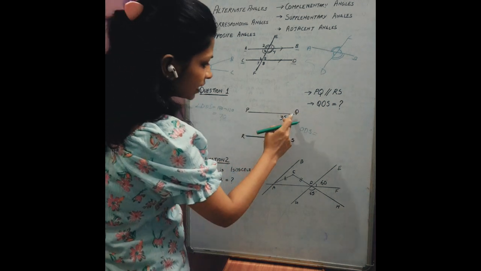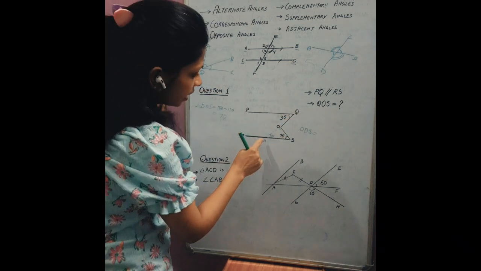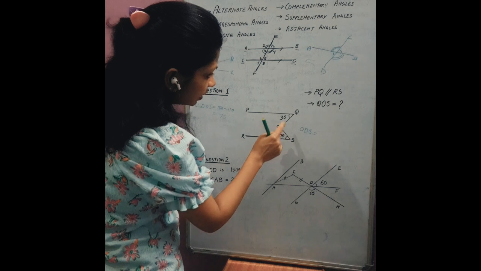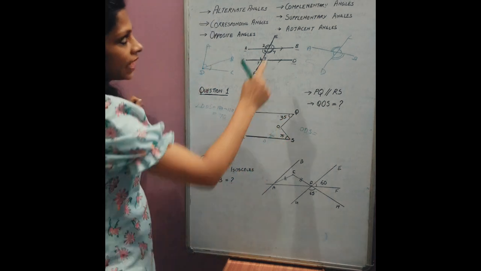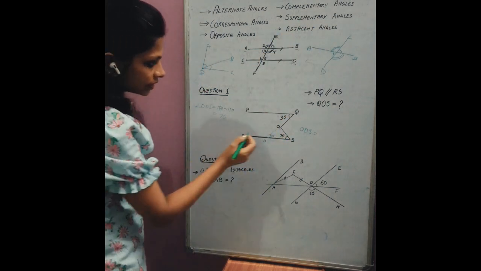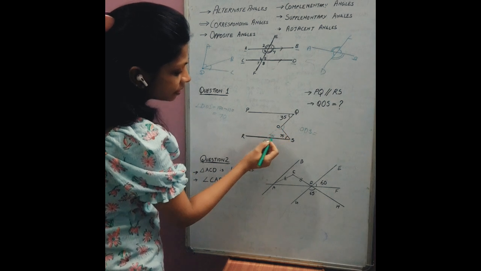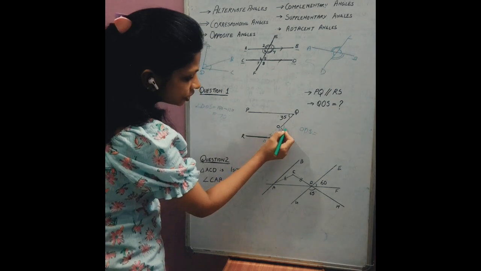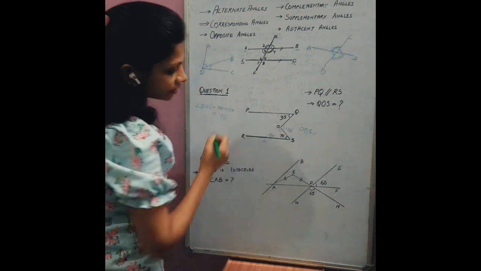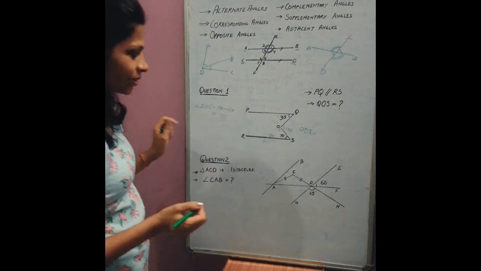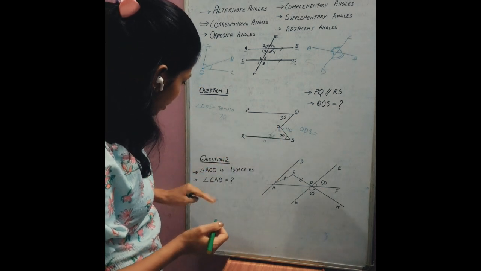Now we have to find angle QOS. Now angle DOS and angle QOS are supplementary. As we've done, the sum is 180 degrees. So angle QOS would be 180 minus 70, which is 110 degrees. All right, let's move on to the next question.